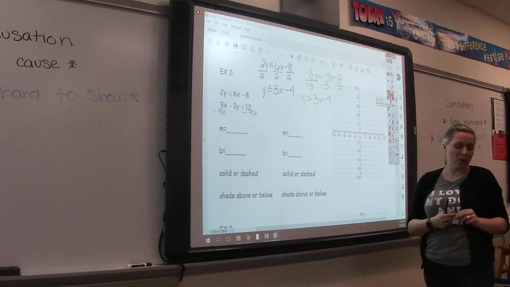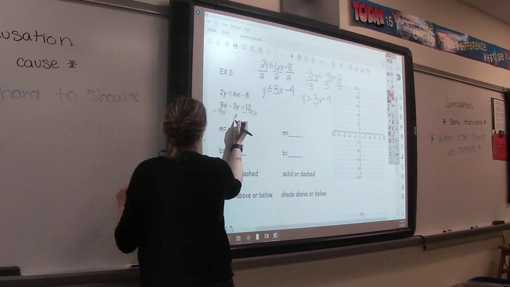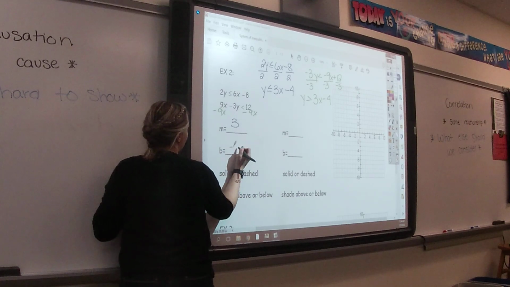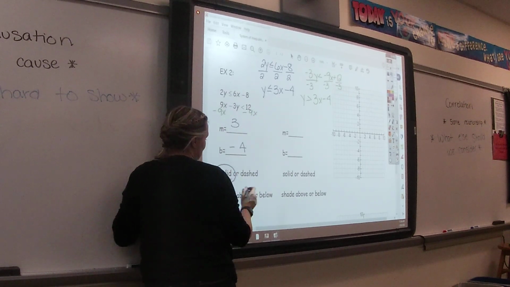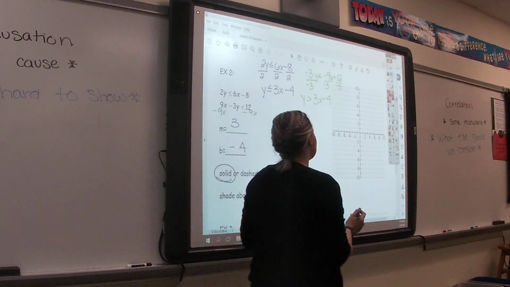So what's our slope on the first one? 3. What's our y-intercept? -4. Dashed or solid? Solid. Above or below? Below. Okay, let's all get this one graphed on our papers.